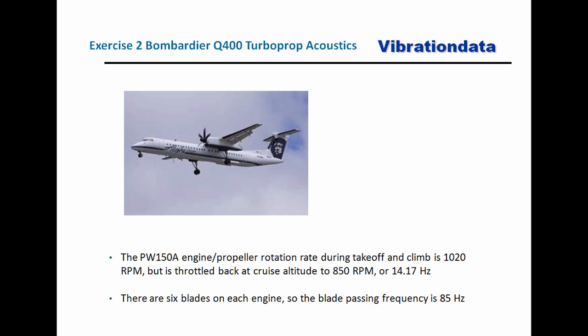So this aircraft has two Pratt & Whitney 150A engines, and the engine propeller rotation rate during takeoff and climb is 1020 RPM. That is throttled back at cruise altitude to 850 RPM or 14.17 Hertz. Now there are 6 blades on each engine, so the blade passing frequency is 85 Hertz.